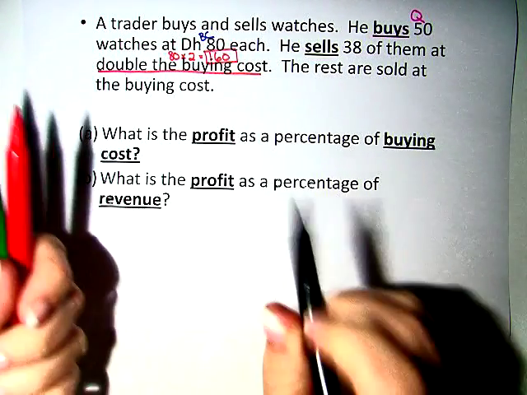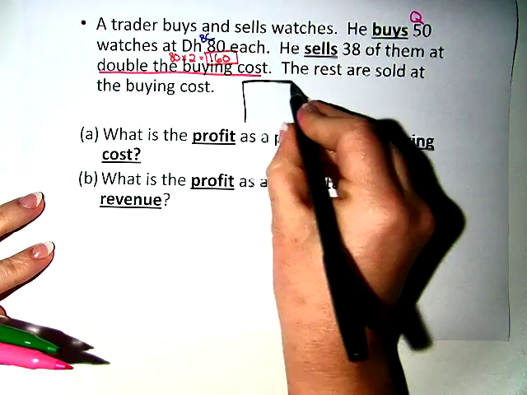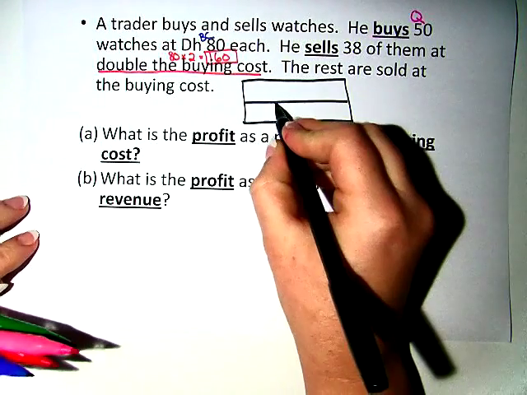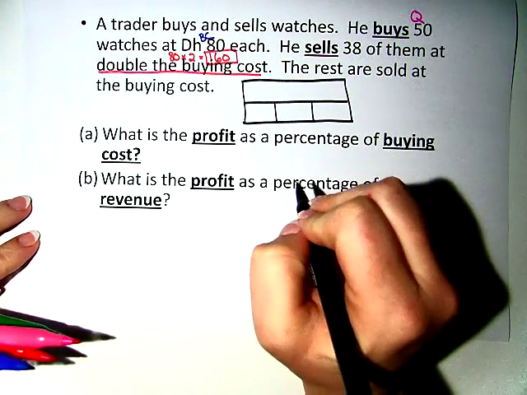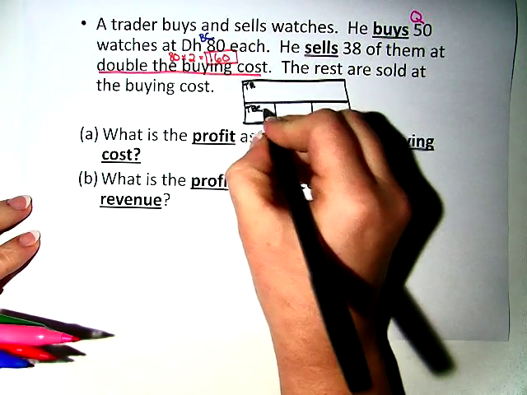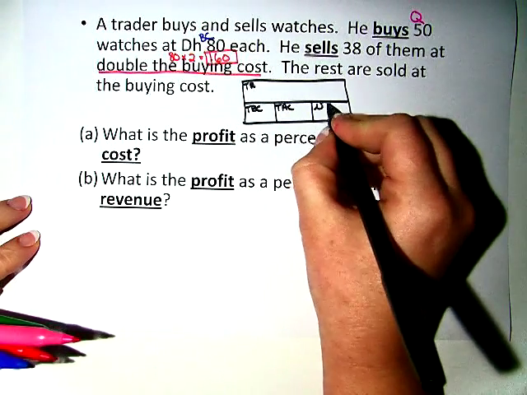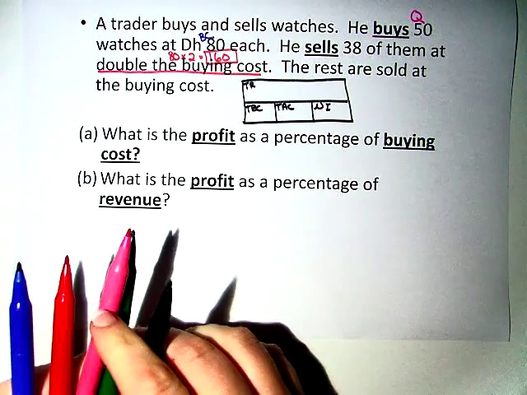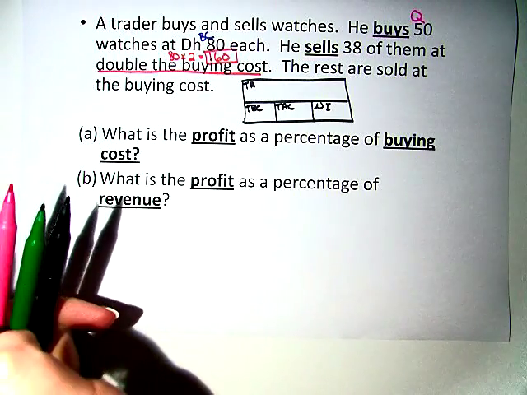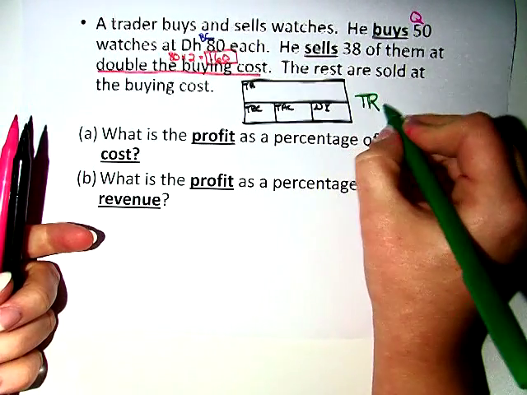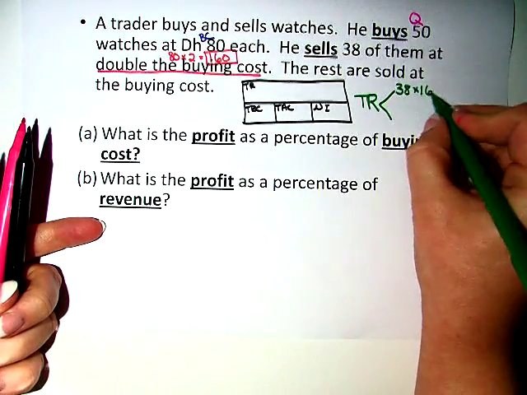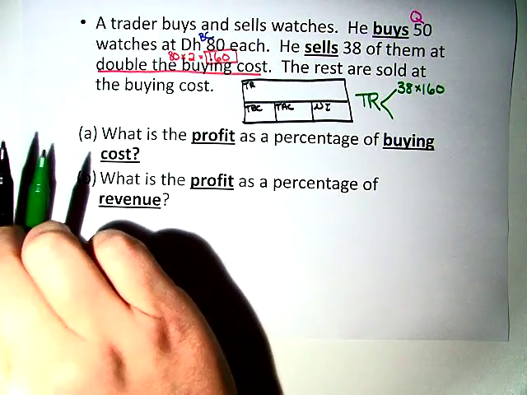So we need to actually do quite a bit for this. Let's go ahead and look at a table. In this case, we don't know the units, but we do know the totals. So we're going to be looking at total revenue, total buying cost, total additional cost, and our net income. So let's start with total revenue. Total revenue would be 38 of them at 160. And then the rest are sold at buying cost.